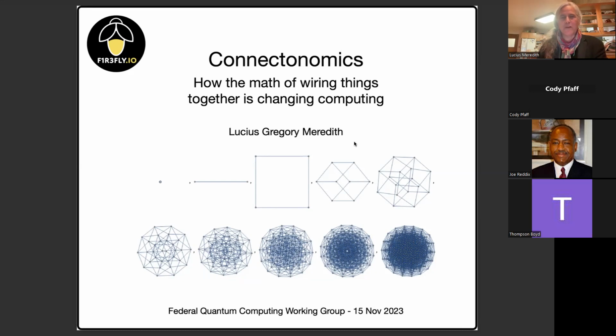And mostly what I want to talk about is this idea that wiring things together is more important than we thought. It used to be, oh, the wiring was just something that we did to connect things that actually did stuff. And now we're discovering that the wiring is the main event, so to speak. And that's very much the case in all three of these models of computation that I'm going to talk about.